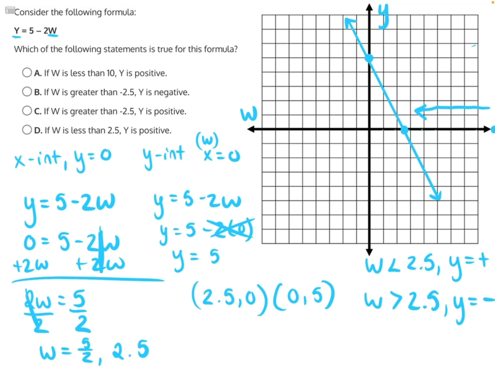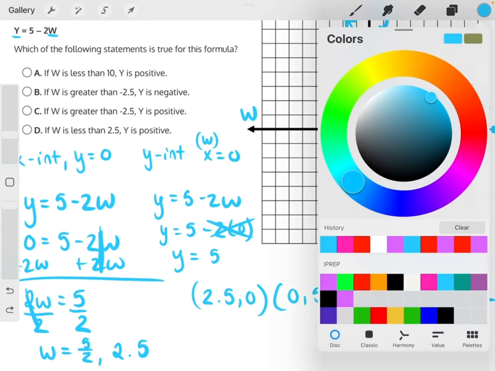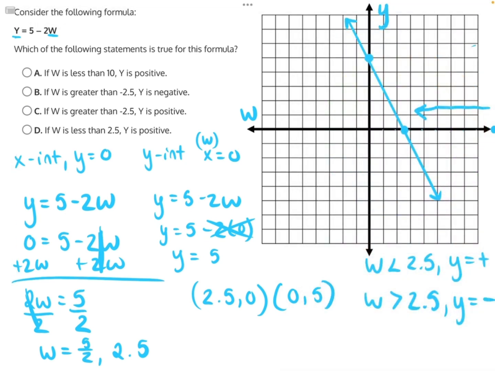But until we get to that point, we are going to be slowly climbing up the negative values of this graph. Let me grab a different color. Slowly climbing up the negative values of this graph until we pass 2.5, then we will be in the positives. So answer choice A is incorrect.